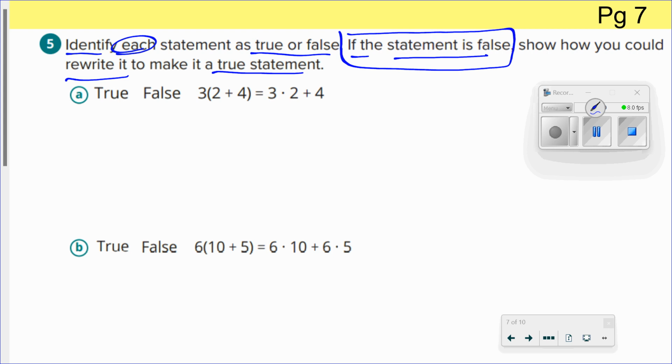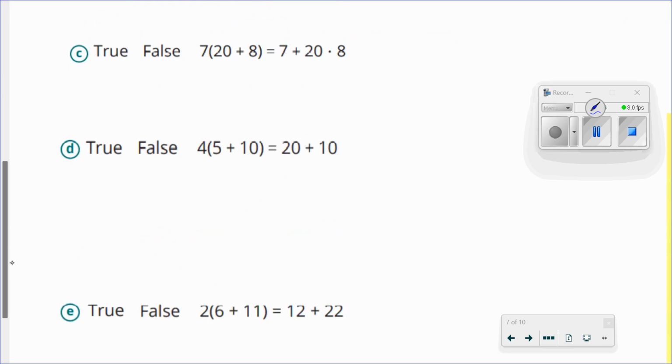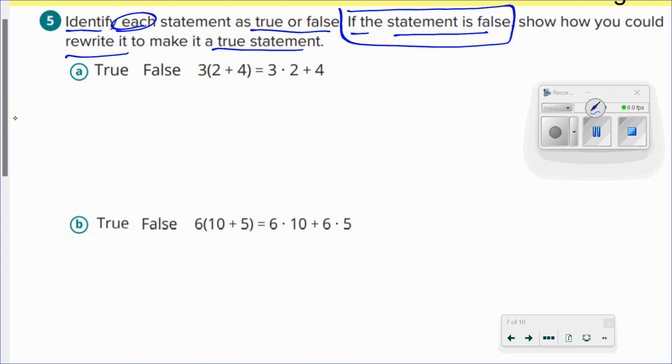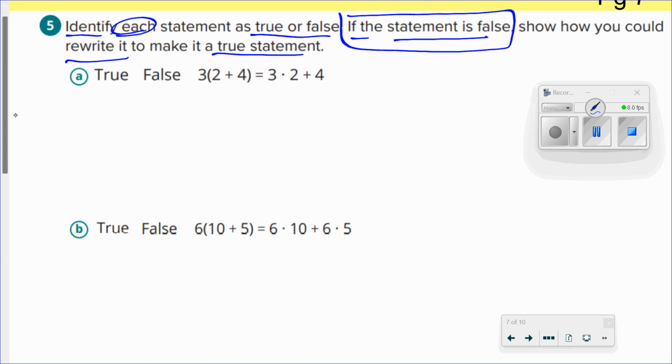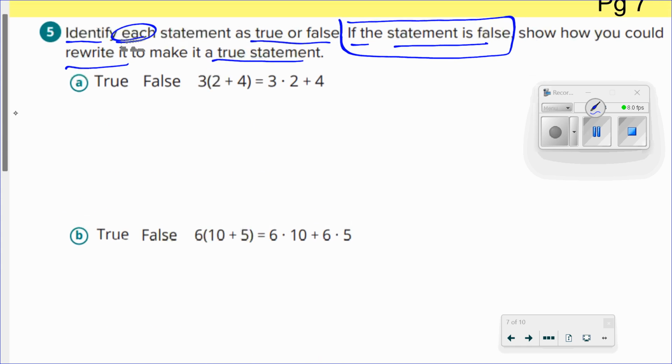Okay? So you're going to look at it. If it's true, you write true, circle true, you're done. But if it's false, you're going to need to rewrite it to make it true. Does everybody understand what we're doing? Yes. Okay, so we've got 5: A, B, C, D, and E. You got 5 problems? Oh, come on. Let's let them struggle a little bit first.